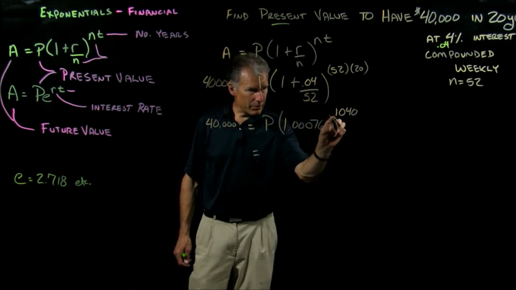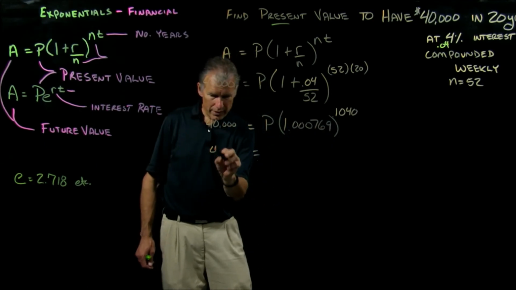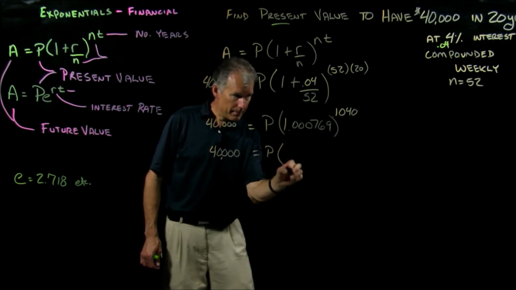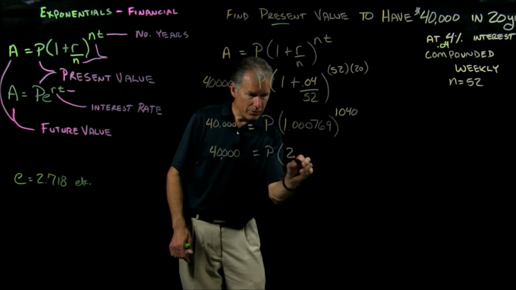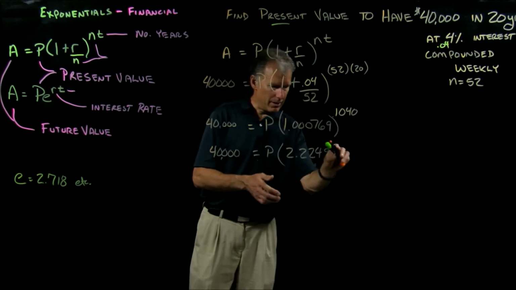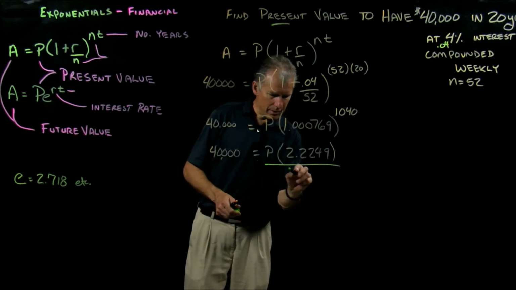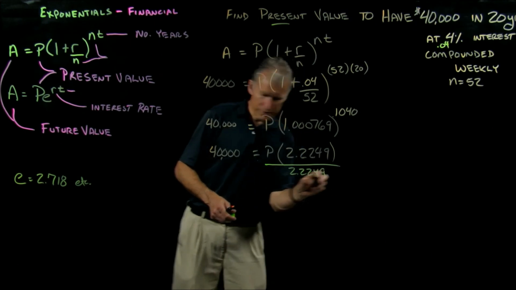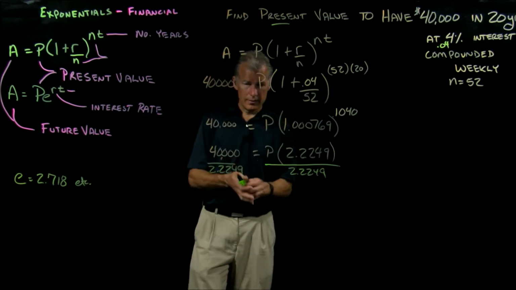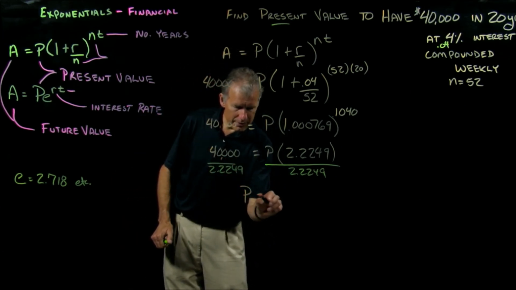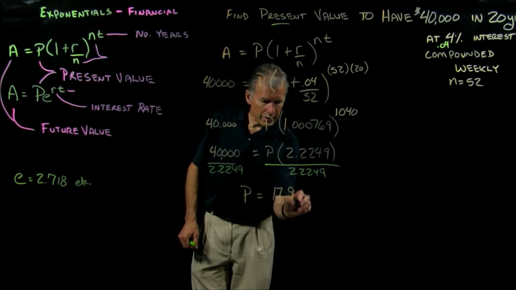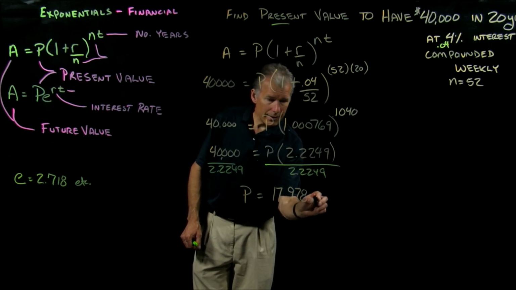Okay, so again, I'm going to do my exponents next. So 40,000 equals P times, and that's going to give me 2.2249. So now to get rid of that, of course, I need to divide by 2.2249 on both sides. And that'll leave me then P is equal to $17,978.69.